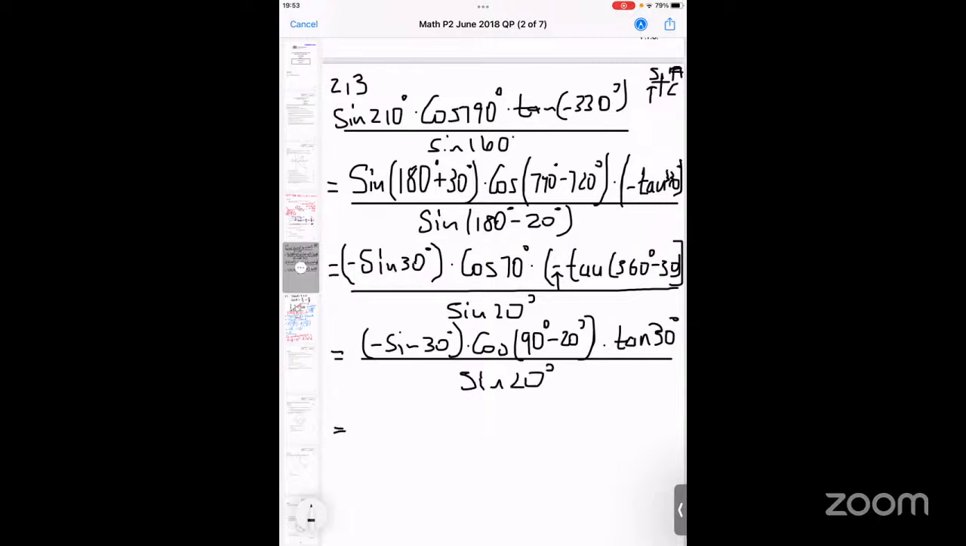Okay, so lastly, we're going to simplify. We're going to say once again negative sine 30. Now, since cos 90 minus 20 is a co-function, we are going to change cos into sine. Now, sine 90 minus 20 falls in the first quadrant, therefore it's going to be positive sine 20 times tan 30 divided by sine 20.